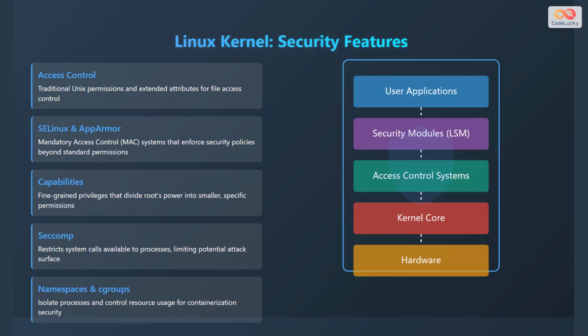Linux has traditional Unix permissions and extended attributes for file access control. Security-Enhanced Linux and AppArmor are mandatory access control, often called MAC, systems that enforce security policies beyond standard permissions. Linux uses capabilities, fine-grained privileges that divide root's power into smaller, specific permissions. It has secure computing mode, often called seccomp, which restricts system calls available to processes, limiting potential attack surface. It also provides namespaces and control groups, often called cgroups, that isolate processes and control resource usage for containerization security.